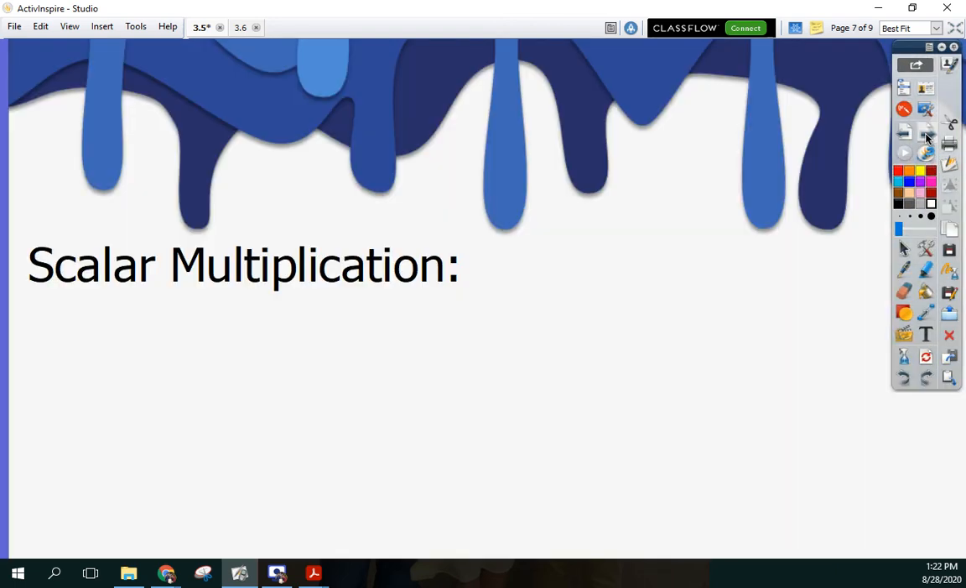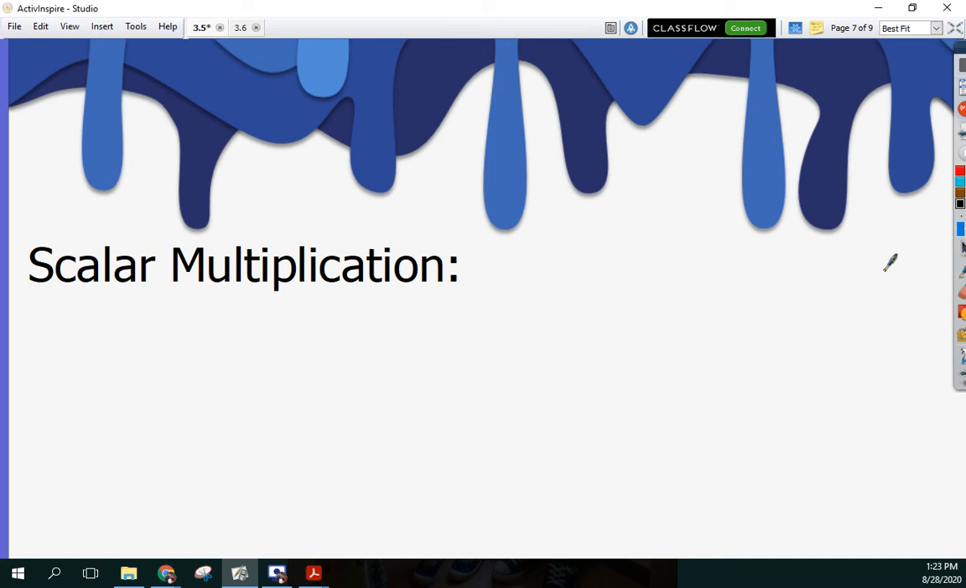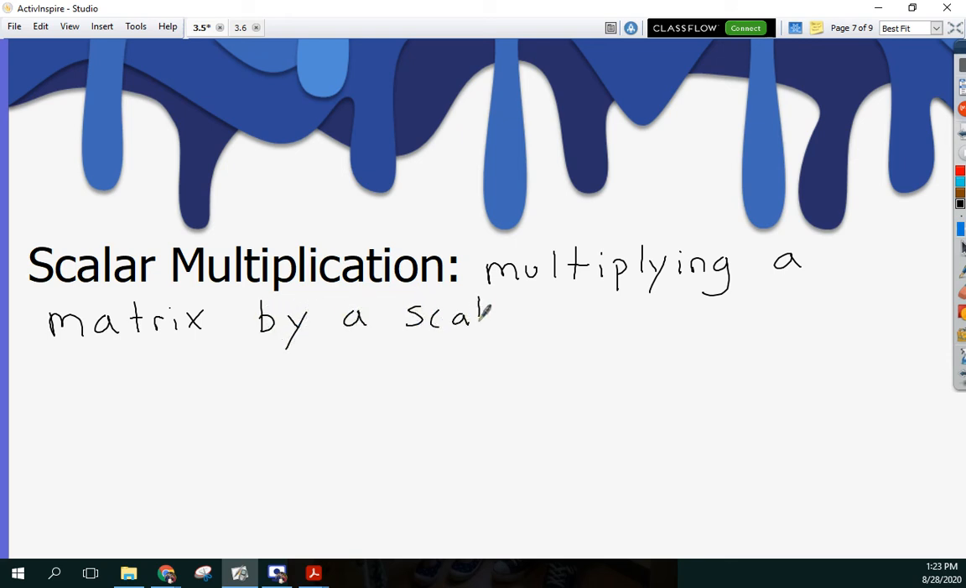So looking at our next example, we can also multiply. We may have seen the term scalar before. If we haven't, that's all right. Basically, what a scalar means is it's just going to be a single number. So for scalar multiplication, I'm multiplying a matrix by a scalar or constant.